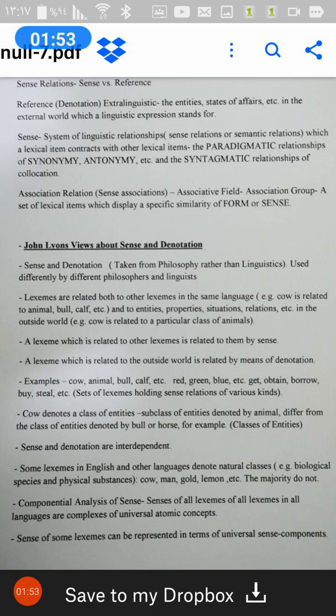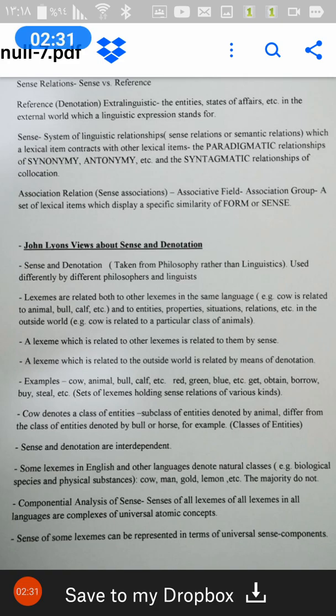And here we talk about sense relations or sometimes semantic relations, which a lexical item contracts with other lexical items. So we have the paradigmatic relationships of synonymy, for example, or antonymy, etc., and the syntagmatic relations of collocation, when a number of lexemes collocate together to indicate that they are relevant to a certain idea or meaning. So we have two types of relations: paradigmatic relations and syntagmatic relations.